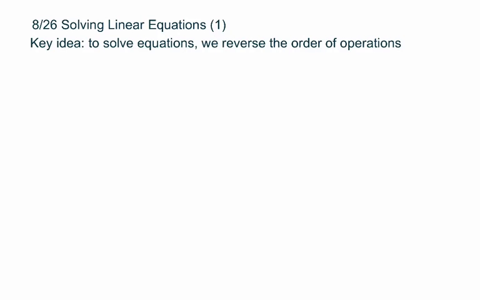So in algebra, we talk about order of operations, and in algebraic expressions, we talk about what you do first, what you do second, and so forth. The key idea in solving linear equations is that we reverse the operations that we've done to the variable. So whatever we did last will be the first thing we undo.